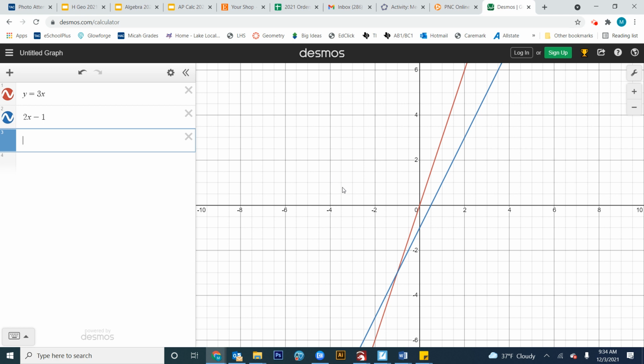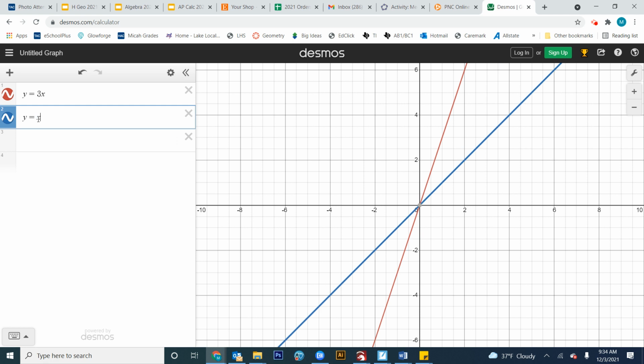I don't think you got y equals in the second one. Was it 2x minus 1? I'm not sure. What's the other one, guys? y equals x minus 2. x minus 2? Yes. Thank you.